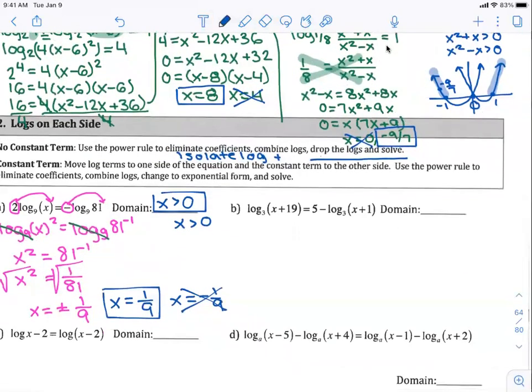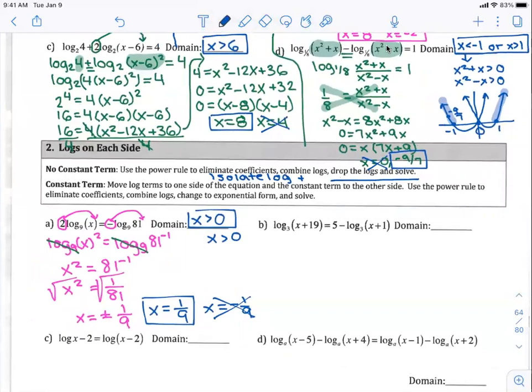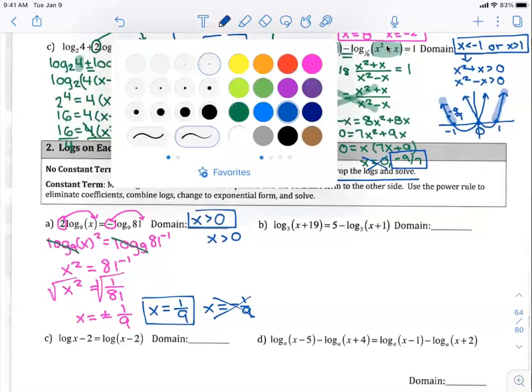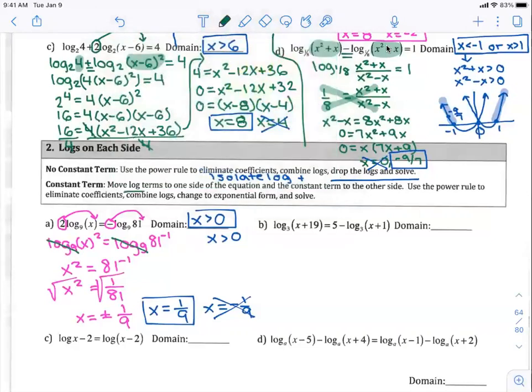All right, part B, what happens when there's a constant? You're going to want to move all the logs onto one side and the constant term to the other. And then once again, you're going to do the same thing, isolate log and solve. Well, I guess isolate log and solve. Usually you're going to convert.